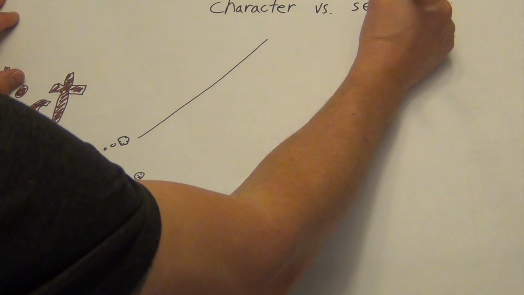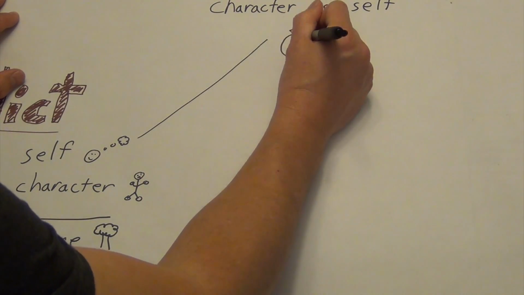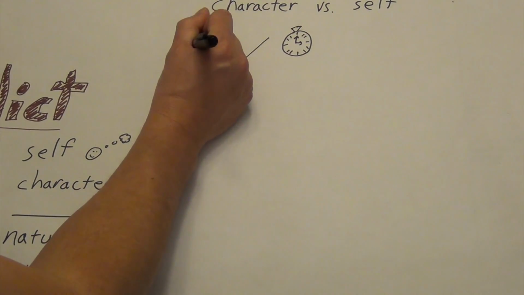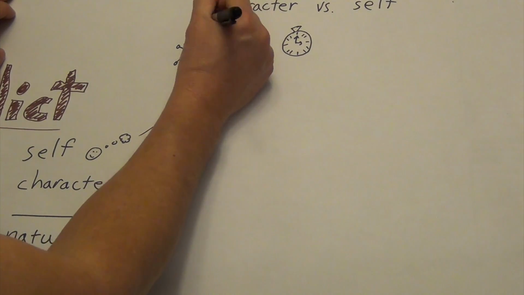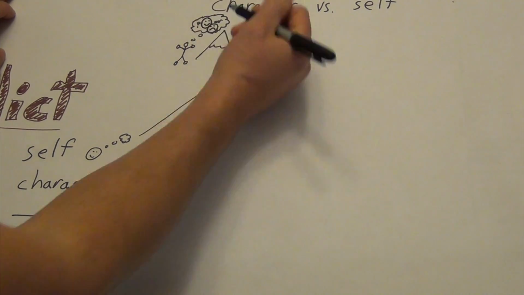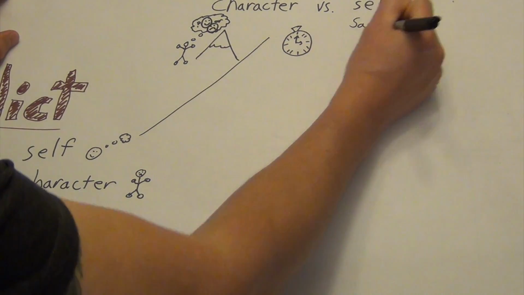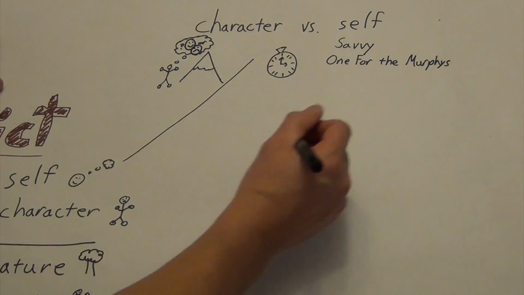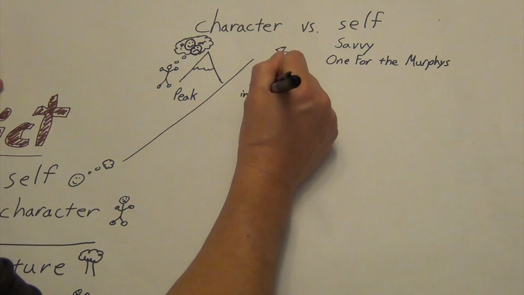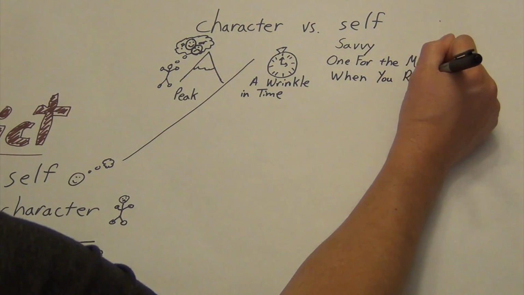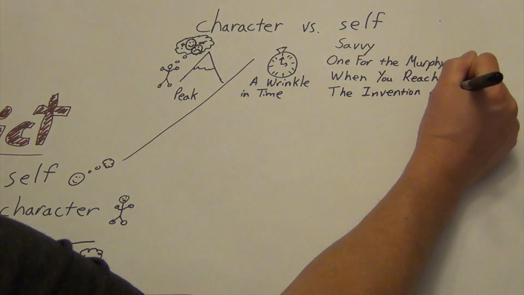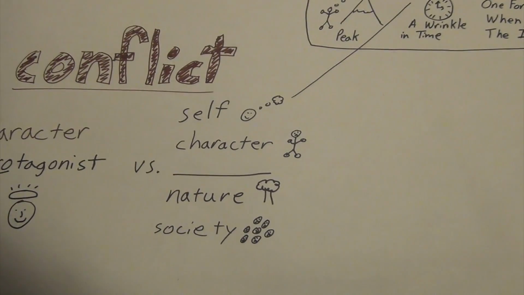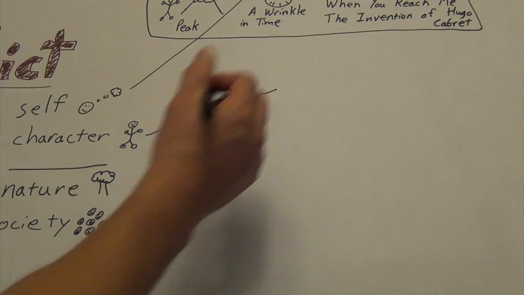So there's conflict against a character's self. Usually that's what's called an internal conflict, where the character has a battle with themselves on the inside. And they have to decide who to be, or what to do. Like in A Wrinkle in Time, where Meg has to decide if she's going to be afraid or if she's going to be brave. Or in Peak, where Peak has to decide what kind of person he is going to be. Is he going to be selfish and think only of himself, or is he going to think of other people? So that's character versus self.